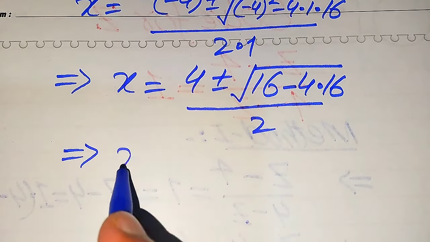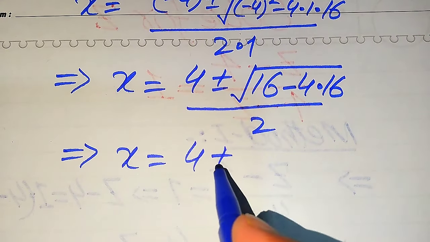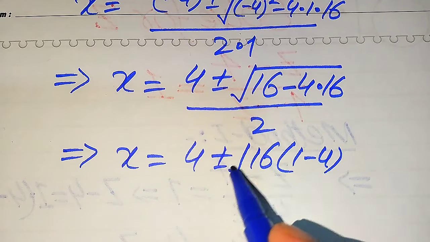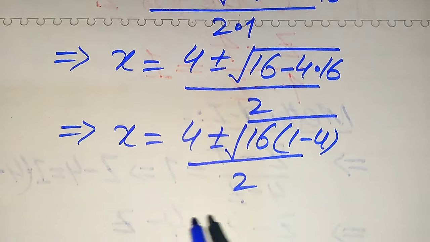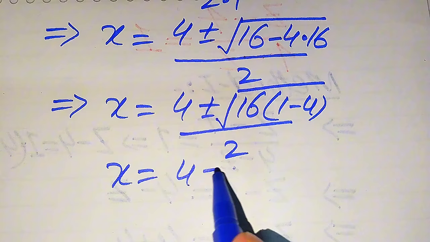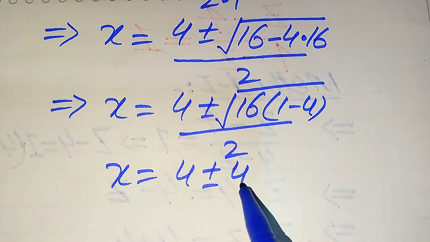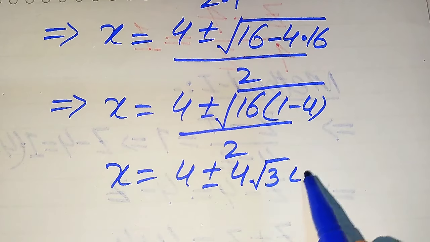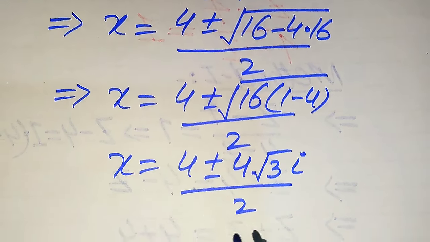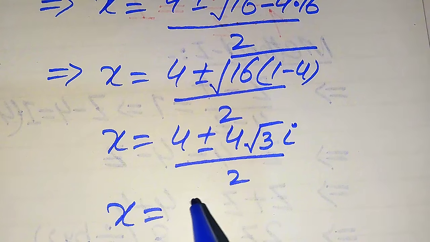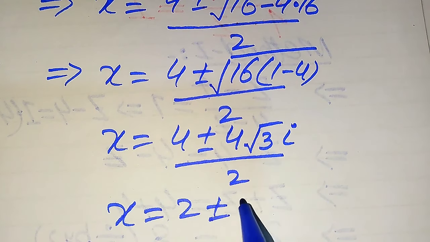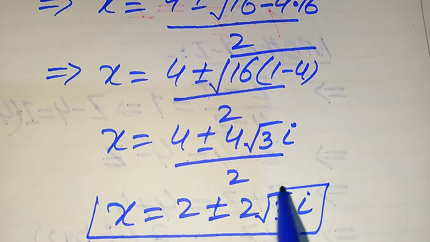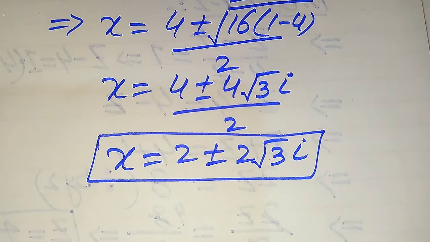And in the next step we have x is equal to 4 plus minus, here we need to take 16 common, and after taking 16 common we have 1 minus 4 under the square root, divided by 2. So we have 4 plus minus, we know that square root of 16 becomes 4, and 1 minus 4 becomes minus 3, and square root of minus 3 becomes square root of 3 times iota, divided by 2. So finally we get the values of x is equal to 2 plus minus 2 times square root of 3 into iota. So these are the other two complex roots of the given equation, and this is our final answer.